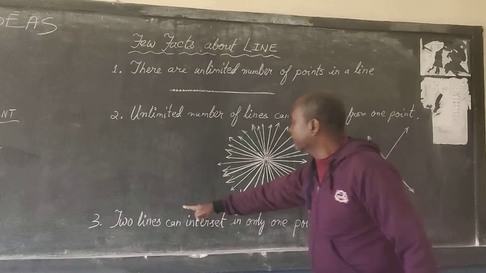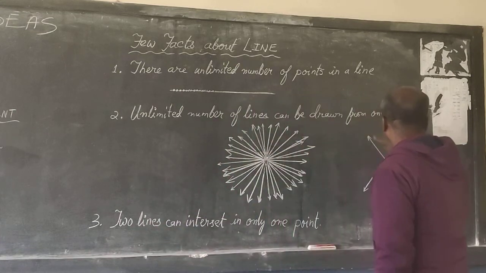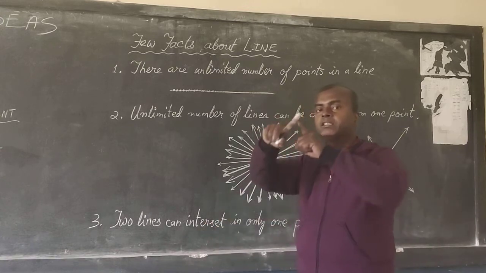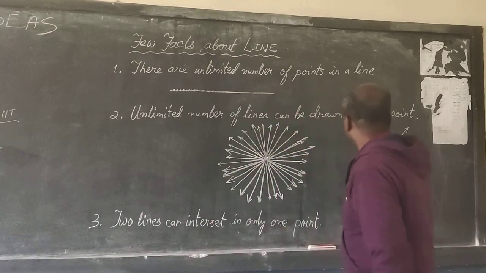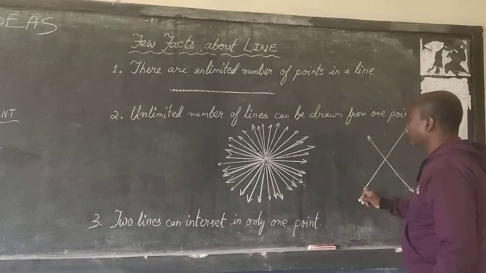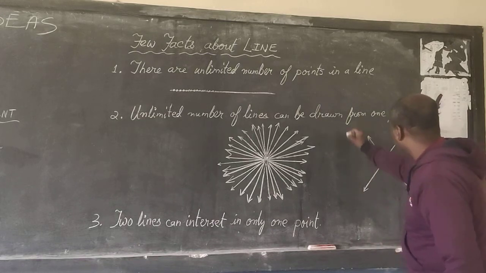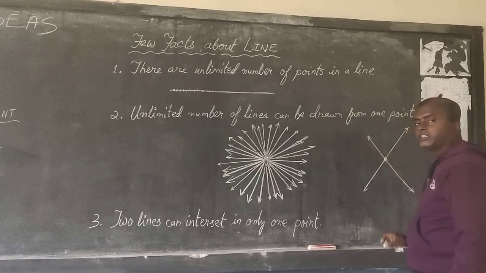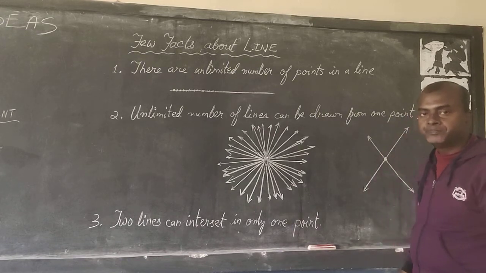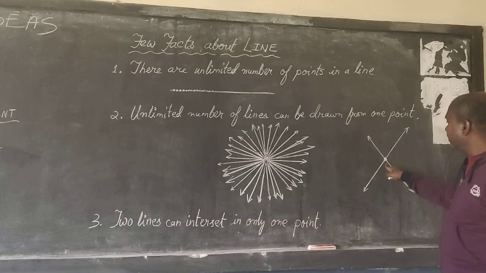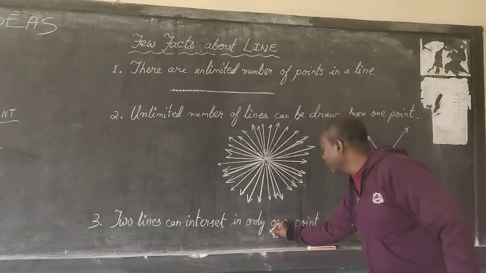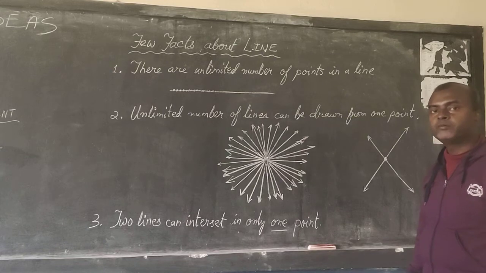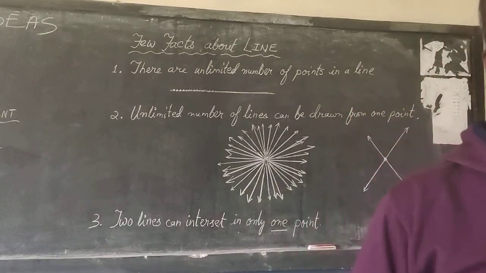Now, what does it say? Two lines. I have drawn here two lines, two straight lines. Intersect means crossing each other. See, this line is crossing this line. Or I can say this line is crossing this line. And how many points are there where they cross each other? There is only one point. So two lines can only cross each other at only one point. This is the third fact about lines.